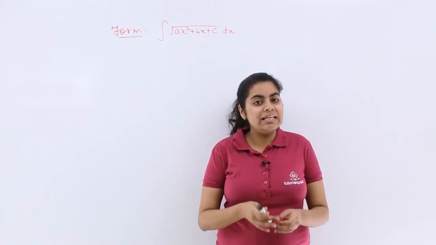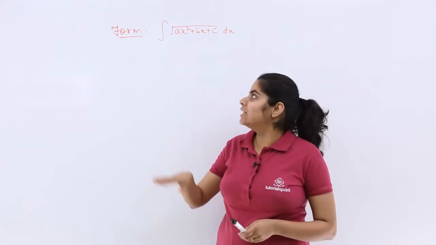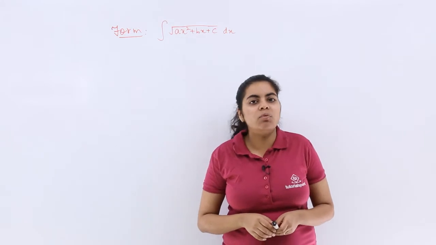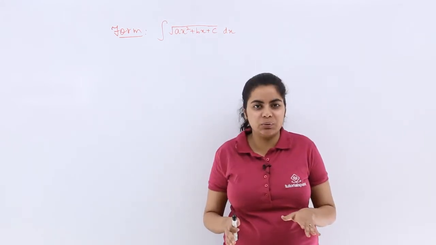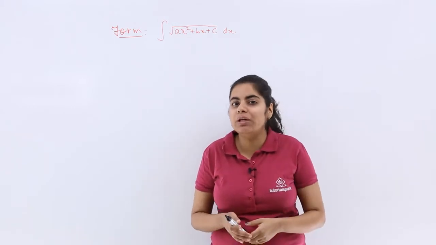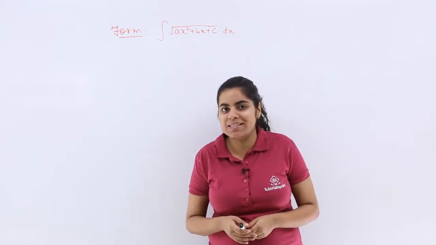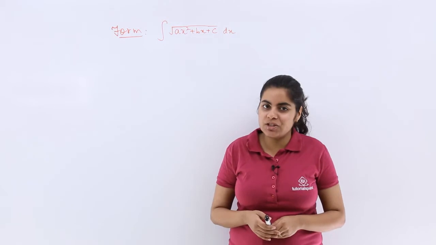In this video, let's see how to evaluate the integral of this given form. So the form would be a quadratic under the root, and that would be in the numerator only, not 1 upon under root ax square plus bx plus c. So how to do this kind of a question?